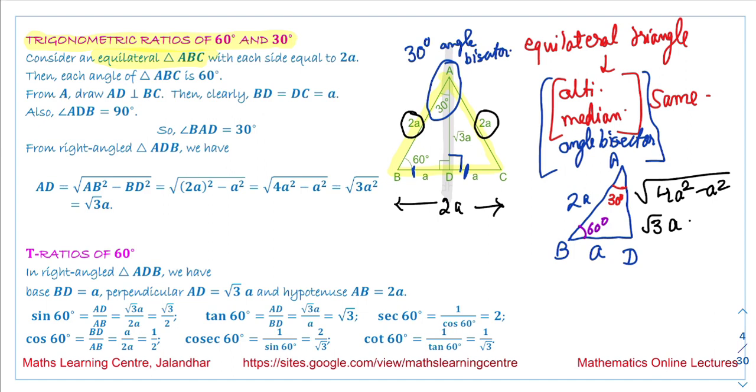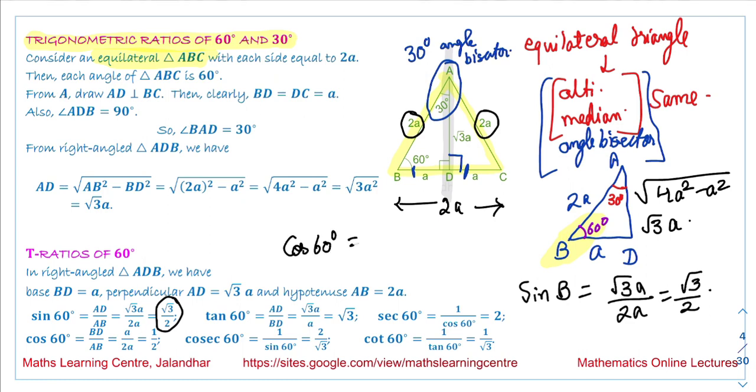First of all, we are writing the trigonometric ratios corresponding to the angle 60 degrees, that is angle B. Sine B will be equal to root 3 a upon 2a, so the value we get is square root 3 by 2. This value is mentioned over here. Then we are talking about the value of cos 60 degree. The base is a, and the hypotenuse is 2a.